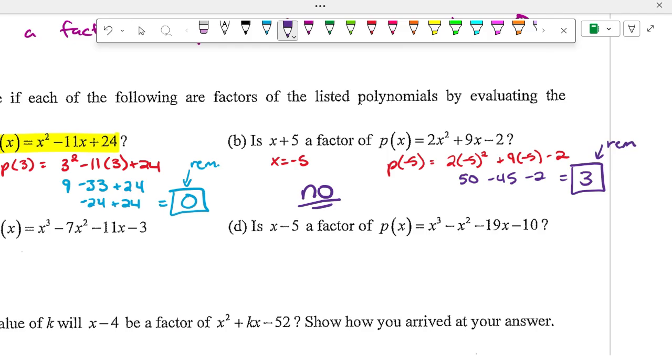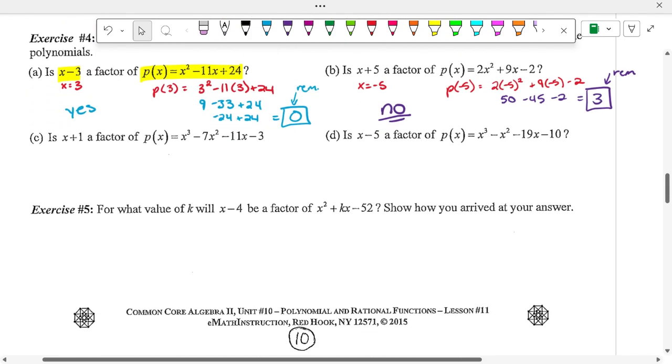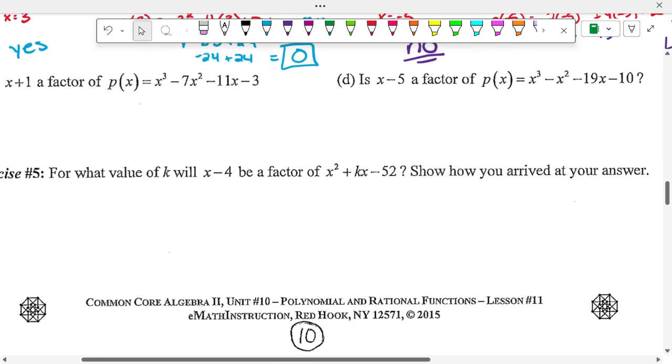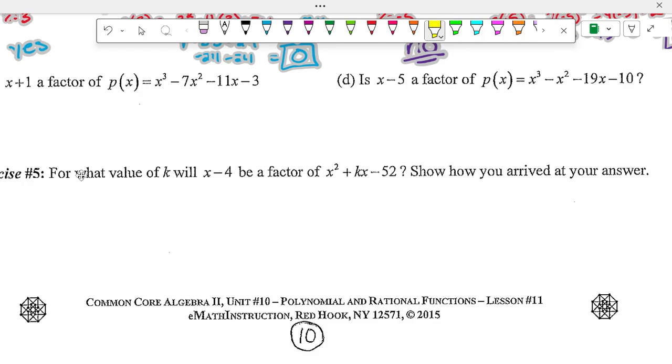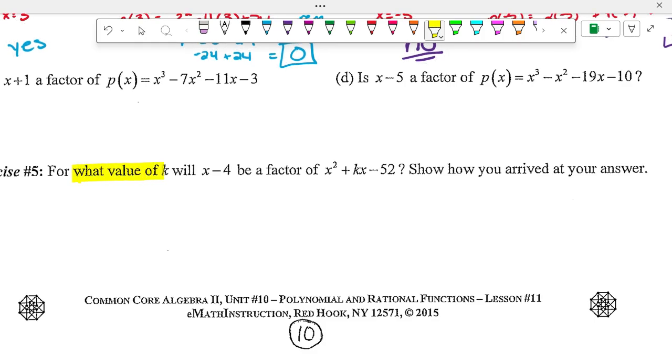All right. Okay, last thing I want to talk about for 3.4, and then we'll get into everyone's favorite quadratic formula. I want to go over exercise 5 because you will see a problem like this on your test. Okay? So, it's asking what is the value of k that will make x minus 4 a factor of this function, where k is the coefficient of your x value.